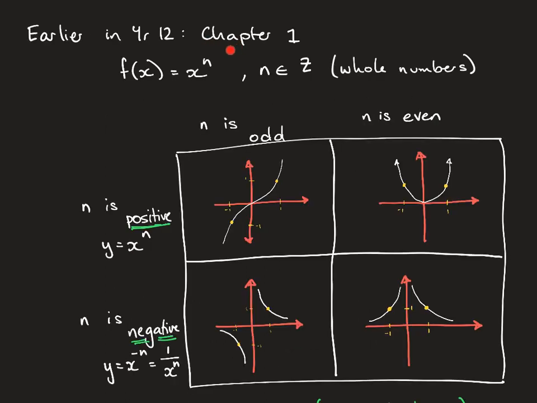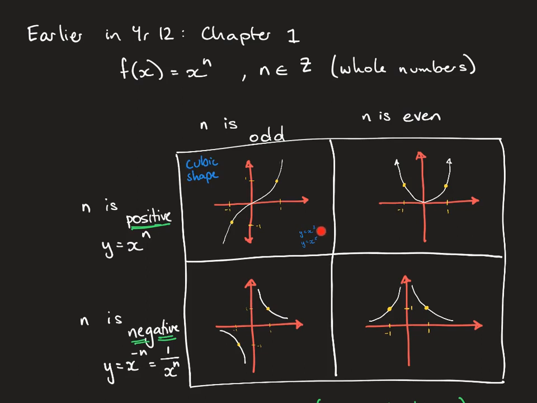So earlier in the year, in chapter 1, we looked at power functions where n was whole numbers, just integers, positive and negative integers. And we looked at them in different cases. So let's look first of all if n is positive. So we've got y is equal to x to the power of positive numbers here. If n is odd, we're looking at something like this shape here: y equals x cubed, y equals x to the 5, y equals x to the 7. This gives us our cubic kind of shape.